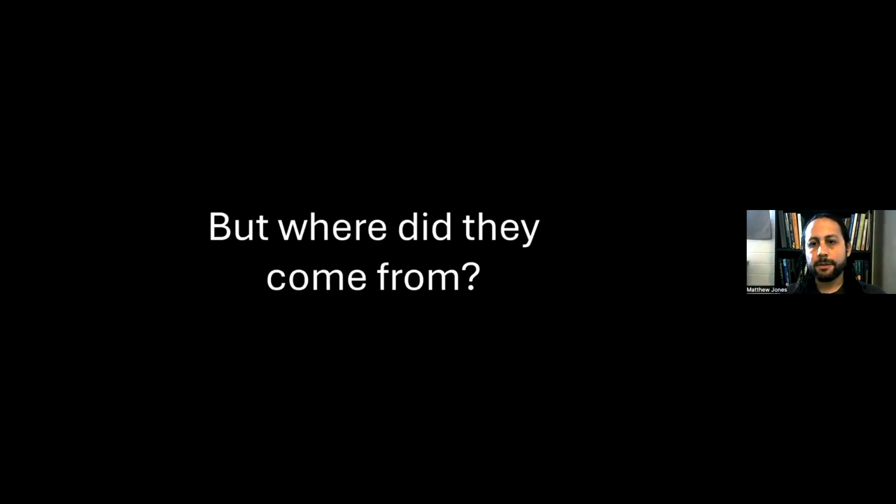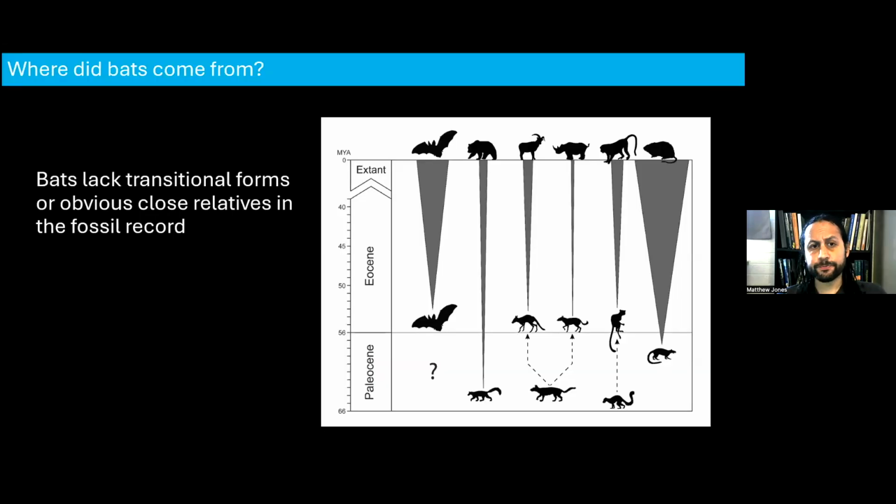But with bats, there's this big question of where did bats come from? And it's one of the main questions in mammal paleontology and mammal evolution because bats are so specialized, they're so bizarre, and we don't have a good handle on where they came from. So I'll just talk briefly about what the fossil record can tell us about bat origins.